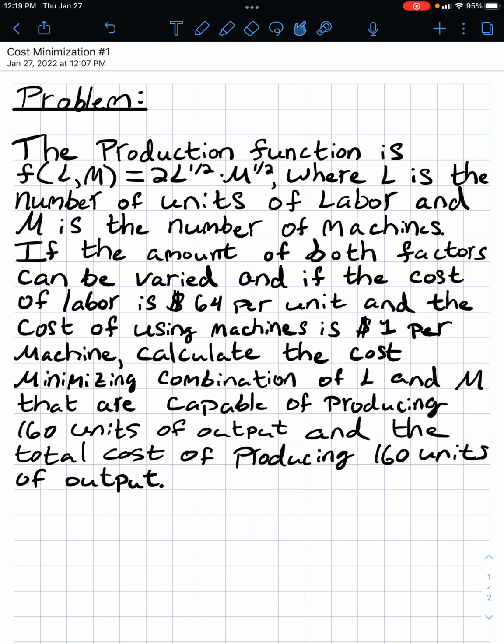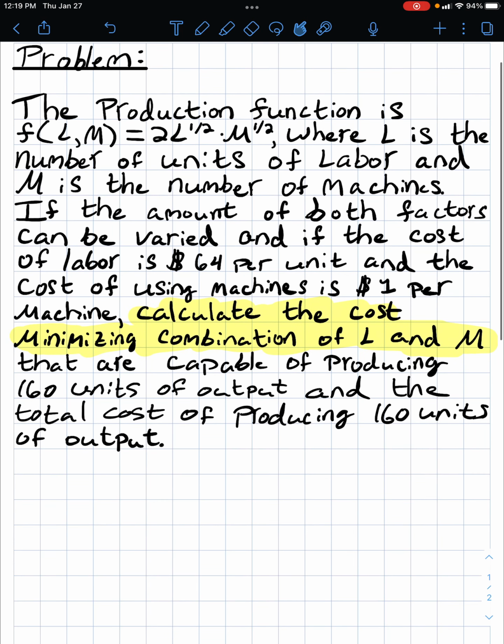Now pause this video, take a few minutes and solve this problem. Welcome back. Hopefully you're able to solve this problem. Now let's solve it together.